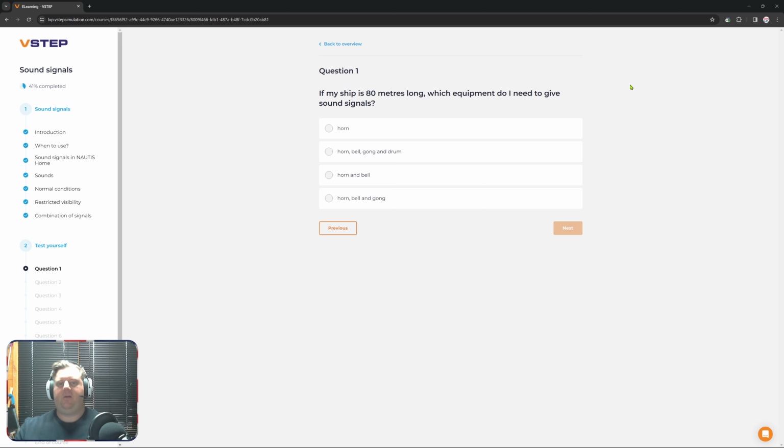Here we go. If my ship is 80 meters long, which equipment do I need to give sound signals? I think if it's 80, over 50 meters, under 100, it's just a horn. Or is it a horn and a bell? Is it just a horn or is it a horn and a bell? I'm going to say horn and bell.